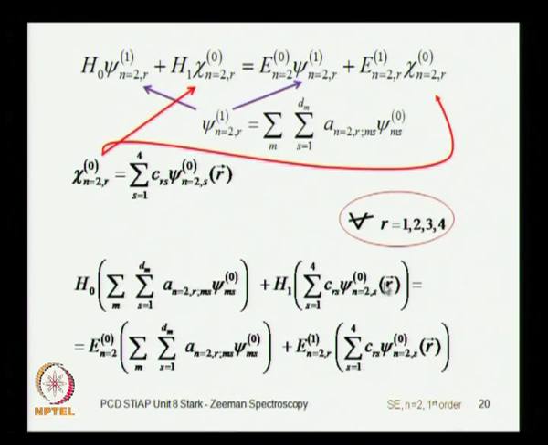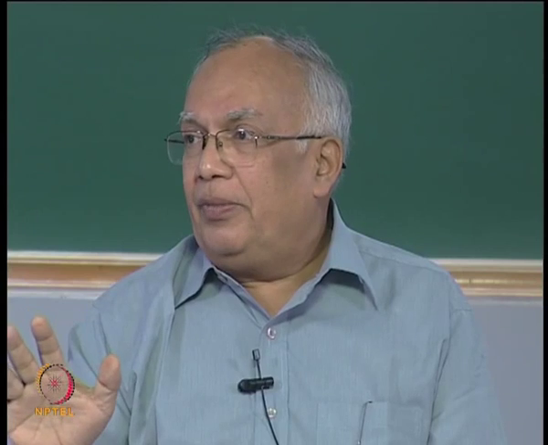So, this is the chi 0 on the left hand side. On the right hand side you have got E0 psi 1. So, E0 psi 1 is this expansion over m, and then the last term is E1 chi 0, which is an expansion over S. So, this is E1 chi 0. Okay. So, all we have done is to substitute the corresponding expansions.